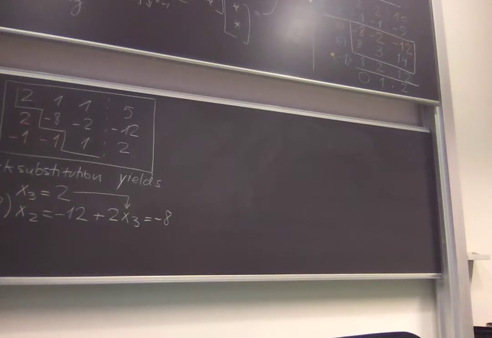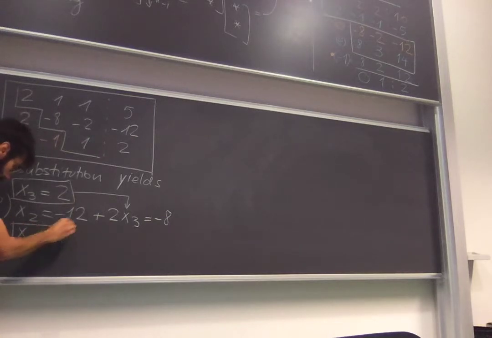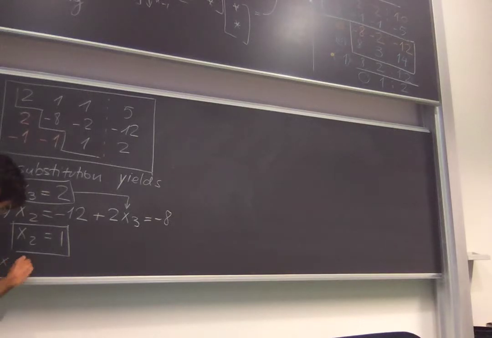This yields x2 is equal. So let's put boxes around the solution. Okay, so what is x2? X2 is equal to 1. So now I can back solve for x1. Okay, so 2 times x1 is going to be equal to 5.